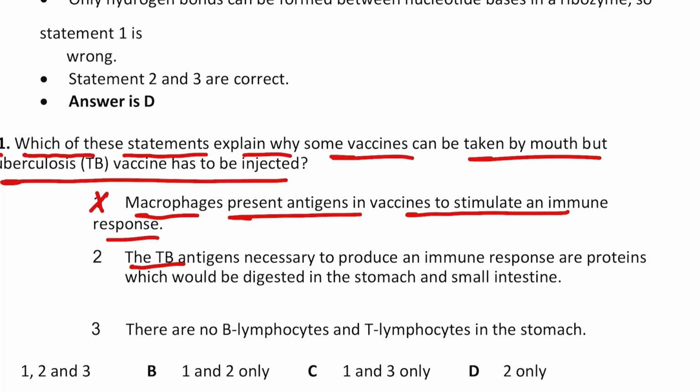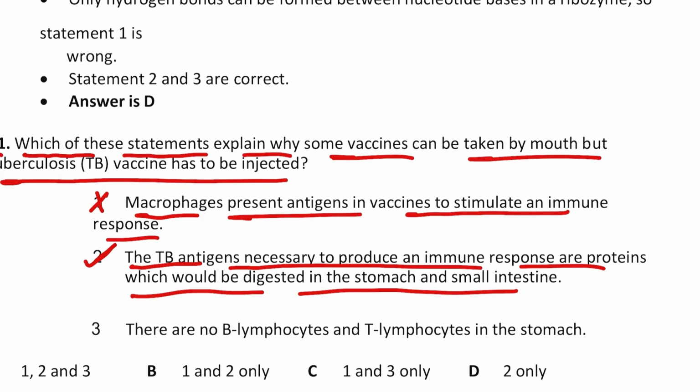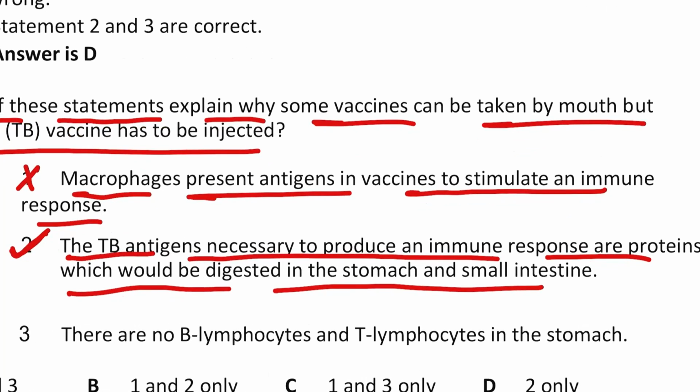The TB antigens necessary to produce an immune response are proteins which would be digested in the stomach and small intestine. Yes, this is the perfect explanation, because as you all know, the TB vaccine contains TB antigens, which are proteins in nature. And if you take the TB vaccine orally by mouth, what will happen? The antigens of the TB vaccine will be digested by the proteases in the stomach and the small intestine. So the vaccine will become ineffective.